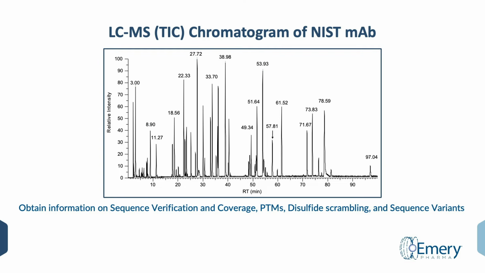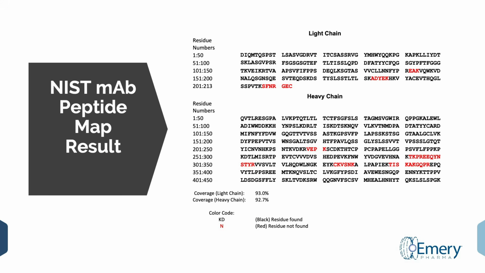The peptide mapping chromatogram of the NIST reference material obtained here at Emery Pharma is presented on this slide. As can be seen, the result is complex with hundreds of peptides of varying intensities found. But with modern software and sufficient time, each of these peptides can be identified. This is how information on sequence coverage, post-translational modifications, and sequence variants is obtained.